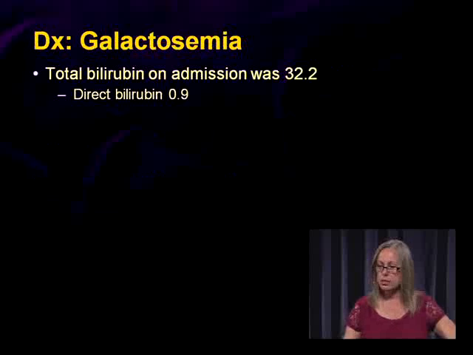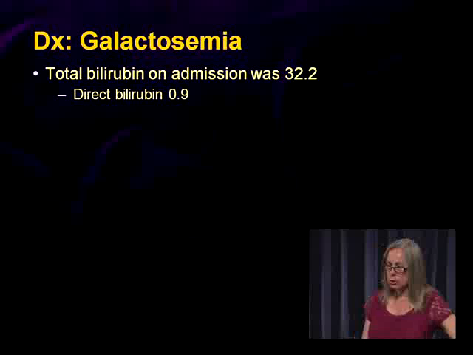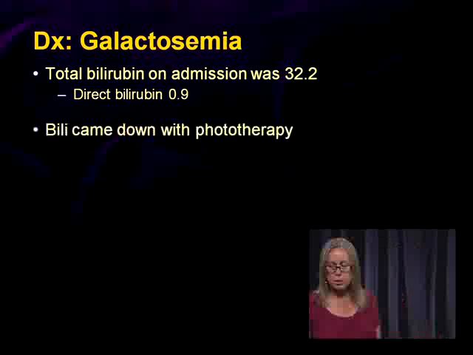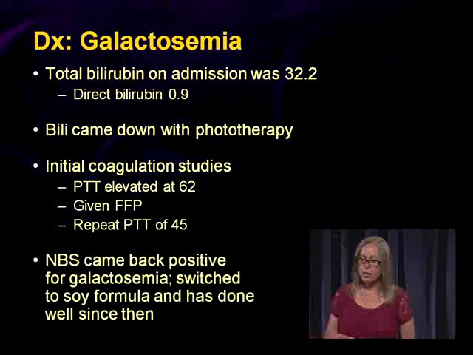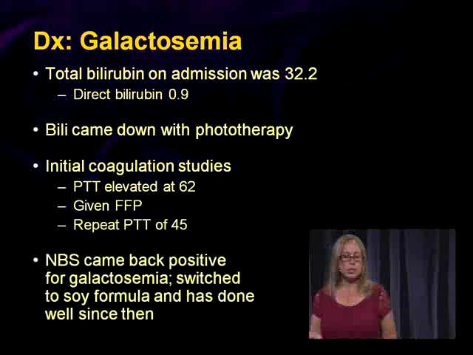His total bilirubin on admission was 32.2 with a direct of 0.9. The bili came down with phototherapy. Initial coags, PTT, was elevated at 62. He was given FFP, repeated the PTT, it went down to 45. The newborn screen came back positive for galactosemia. We switched to a soy formula and he has done well since then.